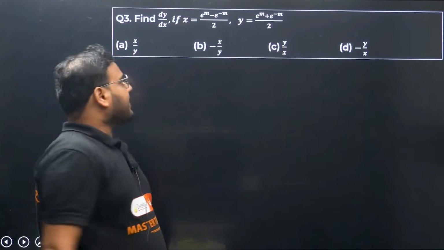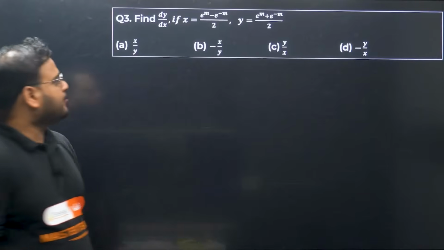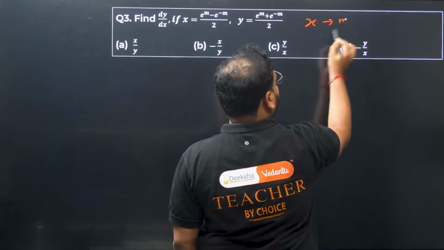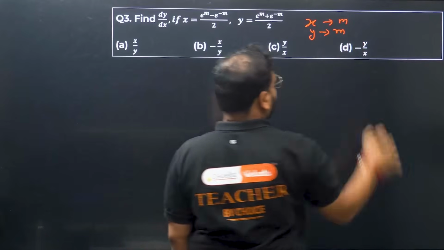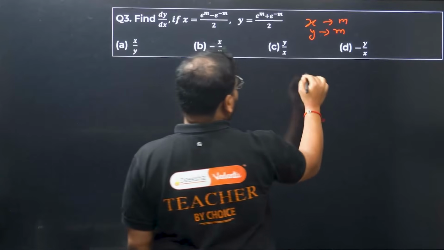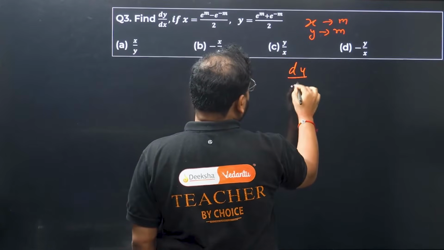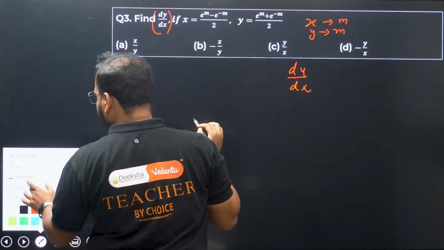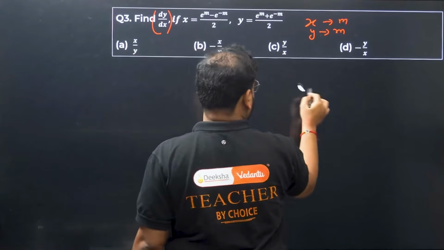dy by dx if x equals this and y equals this. In this case, both functions, x and y, are in terms of the parameter m. So here the parameter is m. Alright, how do you find that? You are looking for dy by dx. Please check carefully here. What are they asking? They are asking us dy by dx.